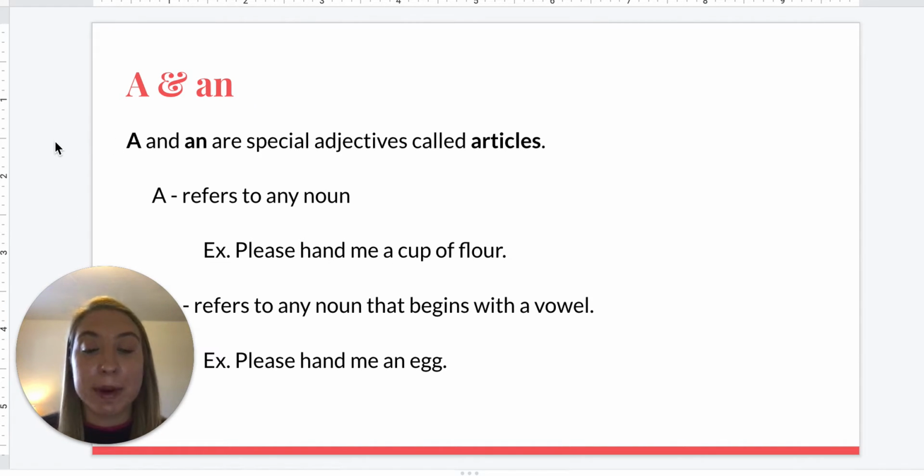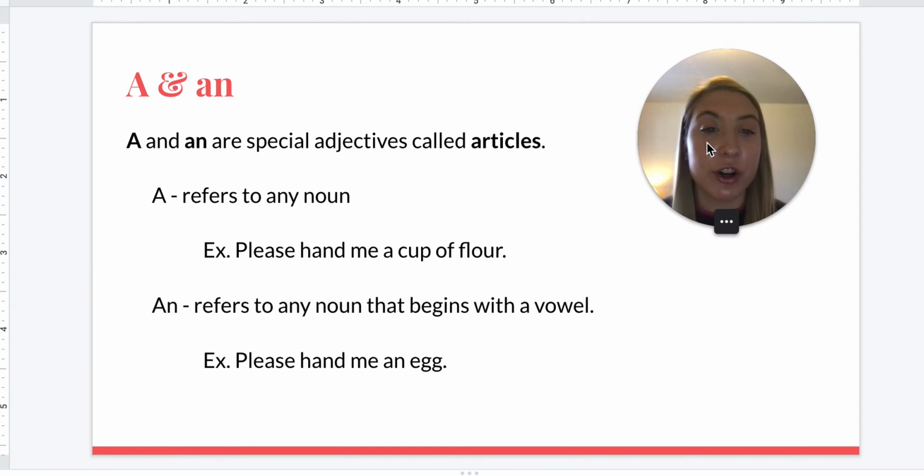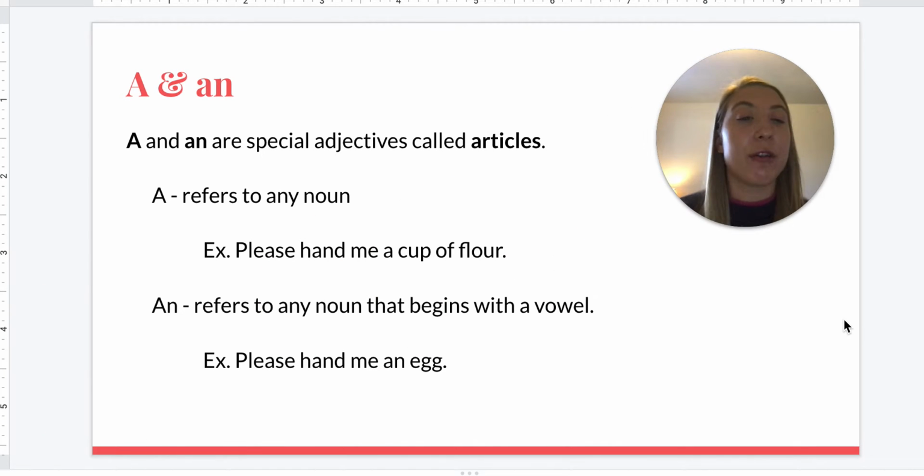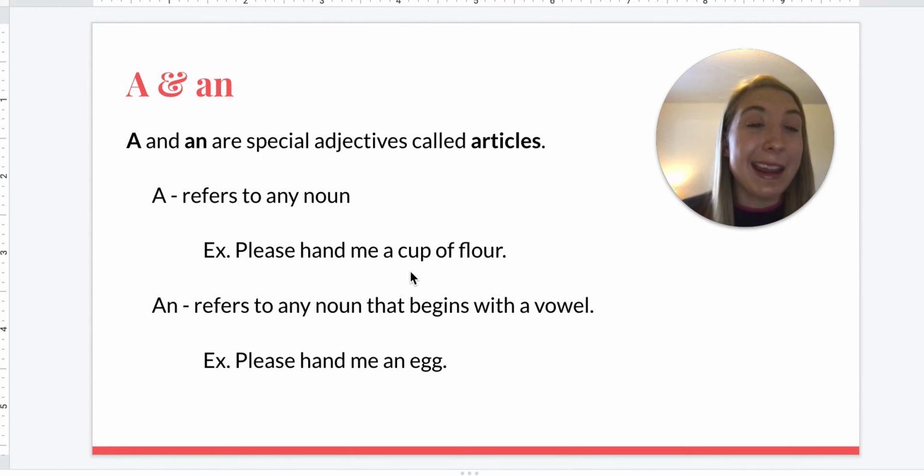So now, what's special about a and an, they refer to any noun. They refer to singular nouns, though, not plural. So these a and an modify singular, non-specific nouns. So a, if we say, please hand me a cup of flour, there's only 1 cup, it's singular, and we could be talking about any kind of flour. It could be whole wheat flour, it could be regular flour, we're not being specific.